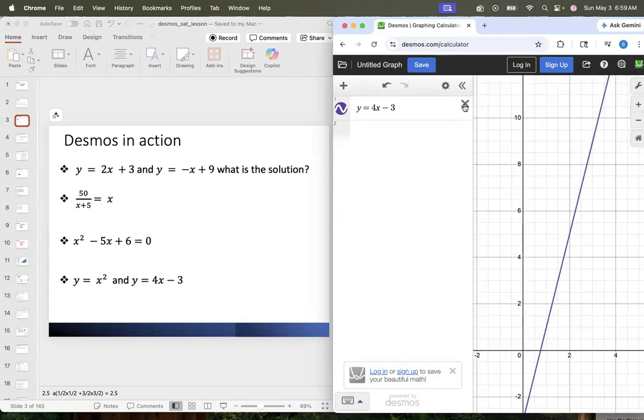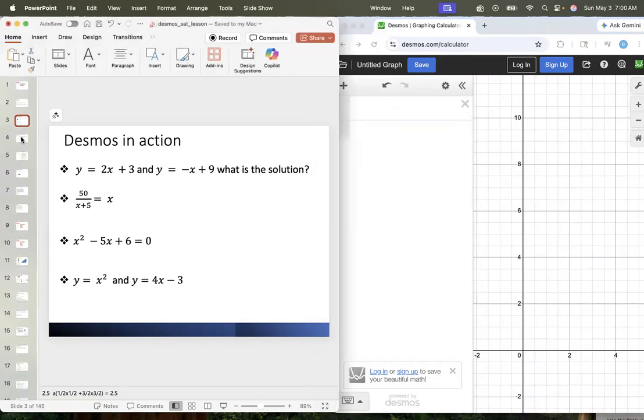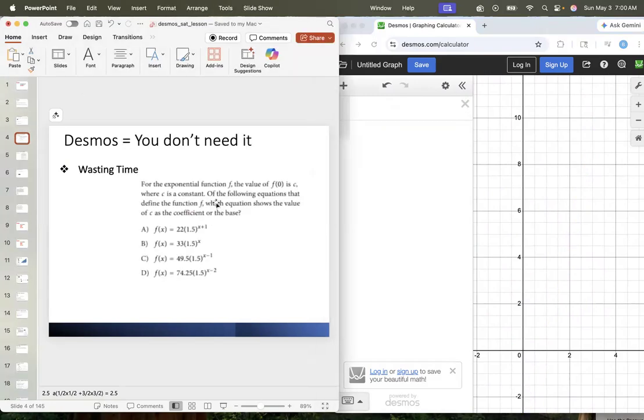Is this all you need to walk through the SAT, and you think you can Desmos your way through? No, look at it. For the exponential function f, the value of f of 0 is c, where c is a constant. Of the following equations that define the function f, which equation shows the value of c as the constant or the base?